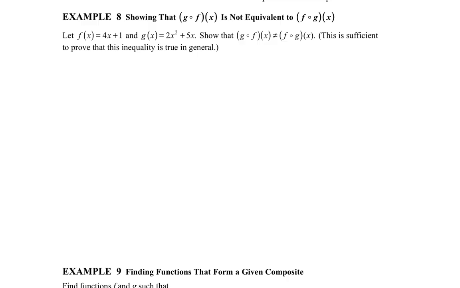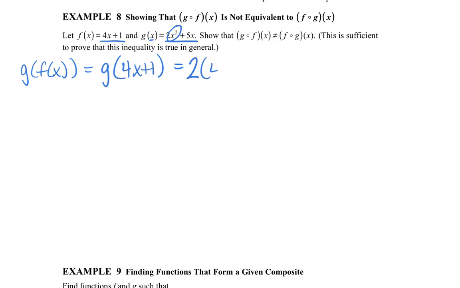So this one says, show that g of f of x is not equivalent to f of g of x. So you're just going to replace one with the other. So I'm going to do g of f of x. So g of, and we're going to replace x with what f is, 4x plus 1. So I've got 2 times 4x plus 1 squared plus 5 times 4x plus 1.